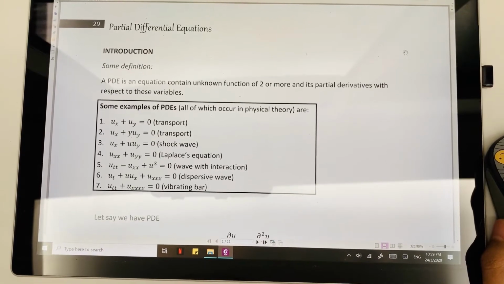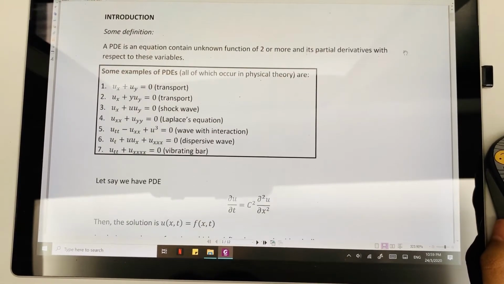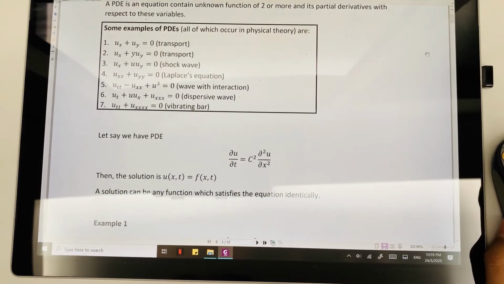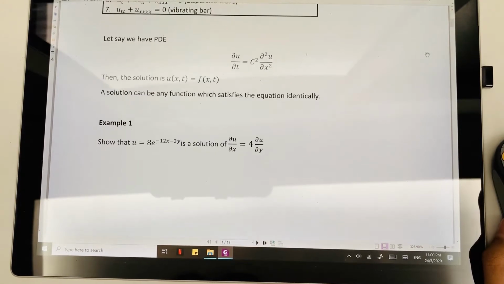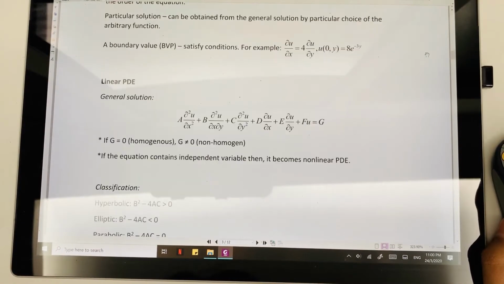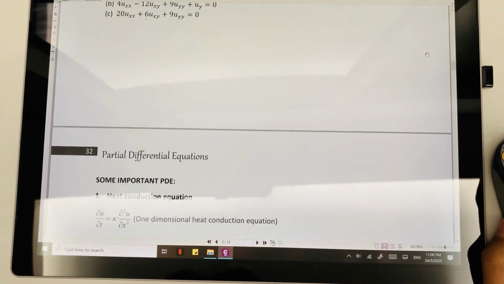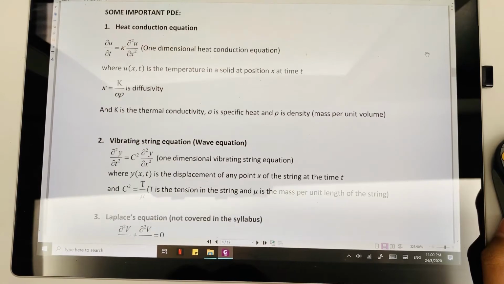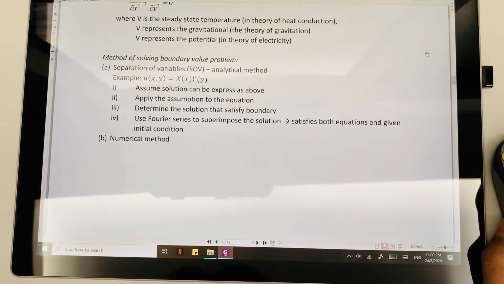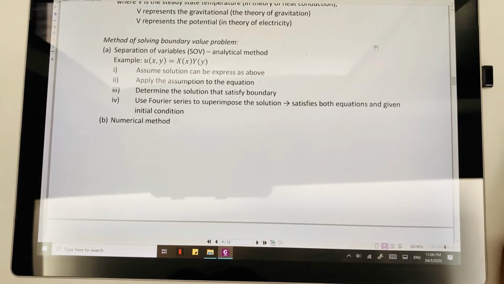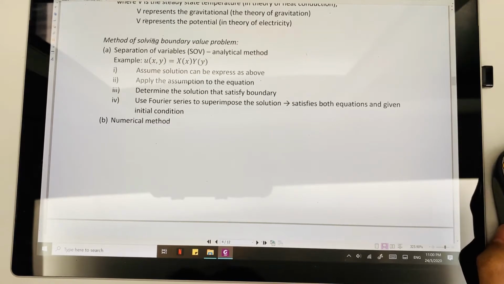So today I'm going to show you how to solve the PDE question. Okay, let's flash back a little bit to what you have learned before. We have learned the definition, the classification, and some important PDE equations. Right now we go to the method of solving boundary value problems.